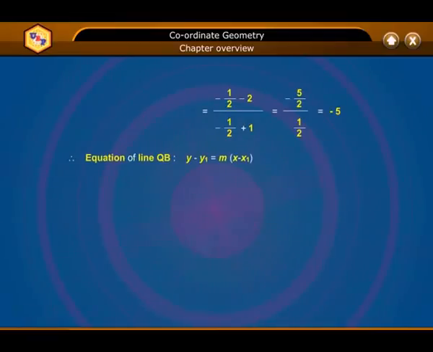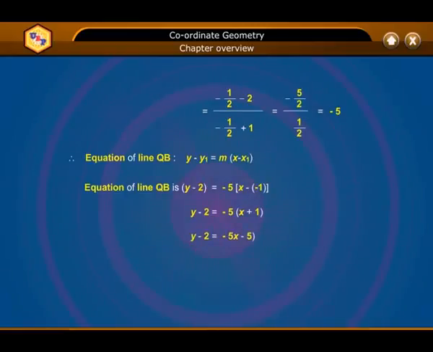Equation of line QB: y minus y1 is equal to m(x minus x1). Equation of line QB is y minus 2 is equal to minus 5(x minus minus 1), so y minus 2 is equal to minus 5(x plus 1), y minus 2 is equal to minus 5x minus 5. So 5x plus y is equal to minus 3, that is 5x plus y plus 3 is equal to 0. Equation of median QB: 5x plus y plus 3 is equal to 0.